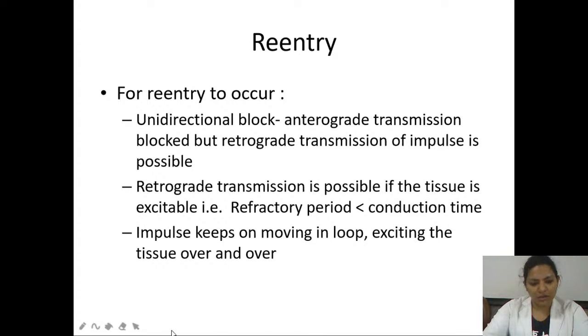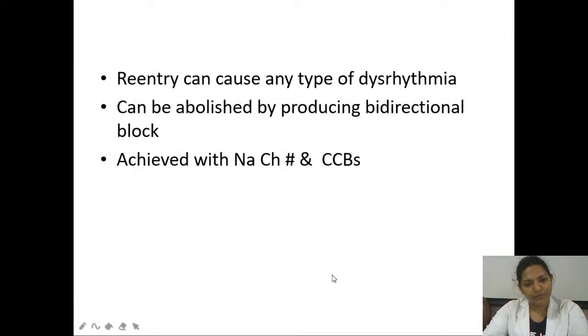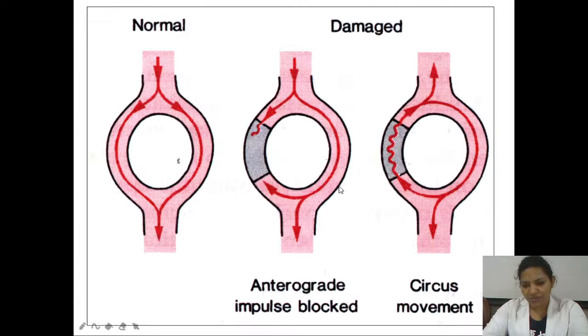Like I've told earlier, the impulse will keep on moving in a loop, exciting the tissue over and over. Now, re-entry can cause any type of dysrhythmia and it can be abolished by producing a bidirectional block. For this bidirectional block, we usually give sodium channel blockers and calcium channel blockers.